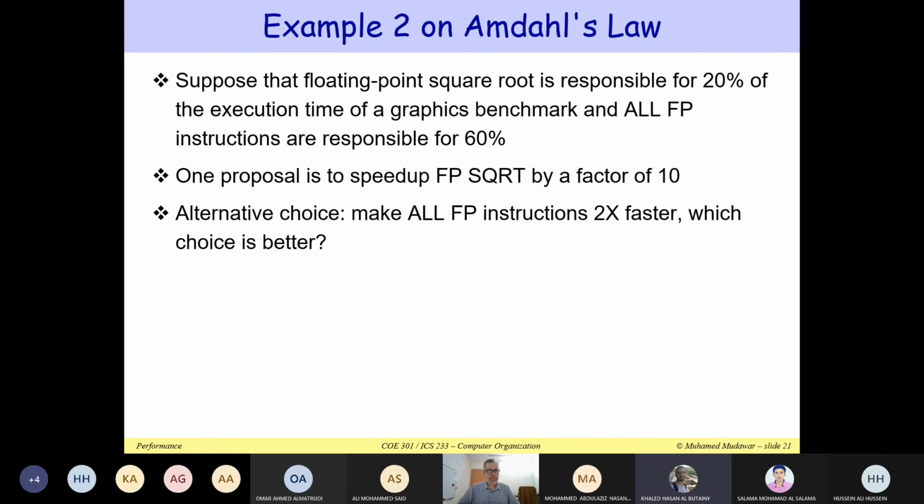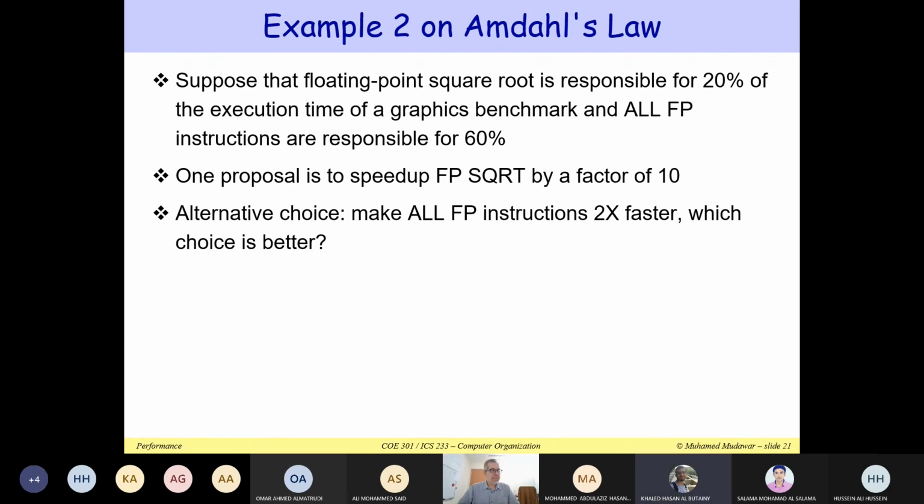The 20 will become 12%. Well, the 20 will become 2%. Okay, so you divide the 0.2 by the speed up factor, which is 10, yes. And how about the remaining execution time? Plus 0.